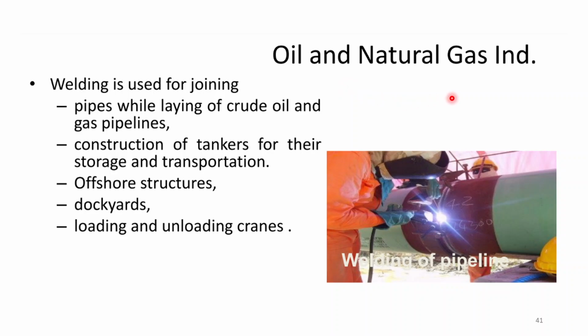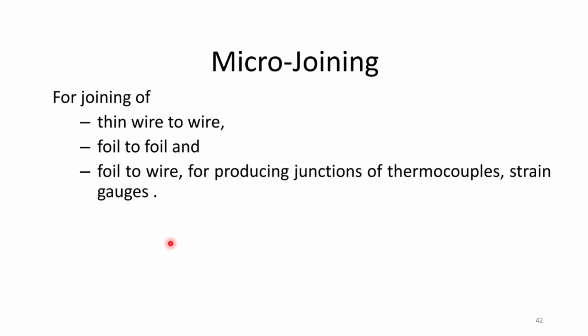Oil and natural gas. Now in this case, welding is used to join pipes while laying the crude oil and gas pipelines. Construction of tankers for their storage and transportation, offshore structures, dockyards, loading and unloading cranes. Micro joining, and these will be thin wire to wire, foil to foil and foil to wire for producing junctions of thermocouples and strain gauges.